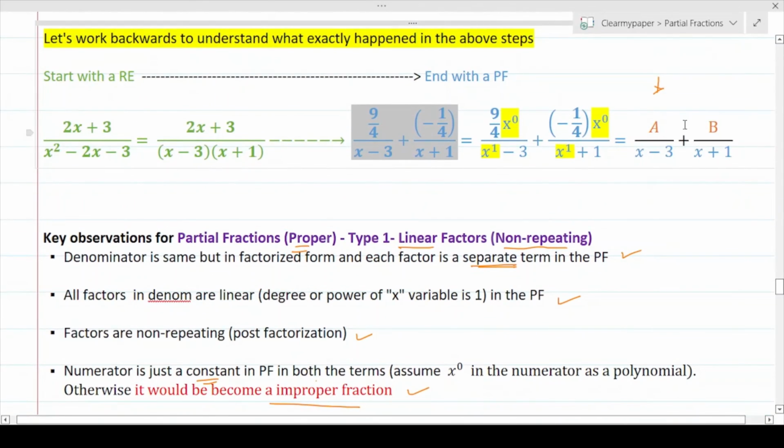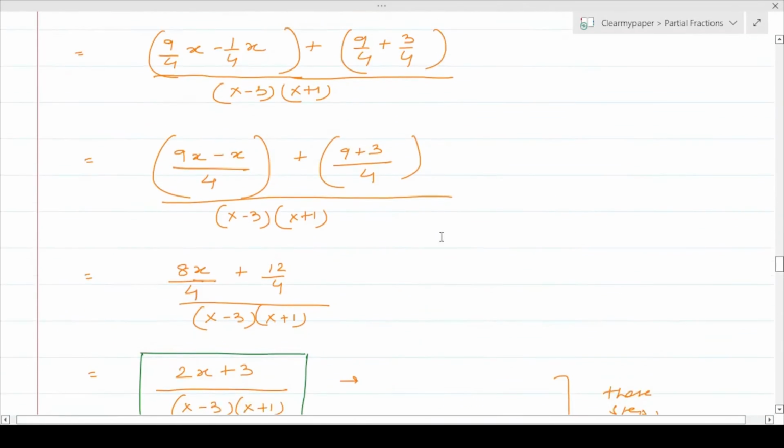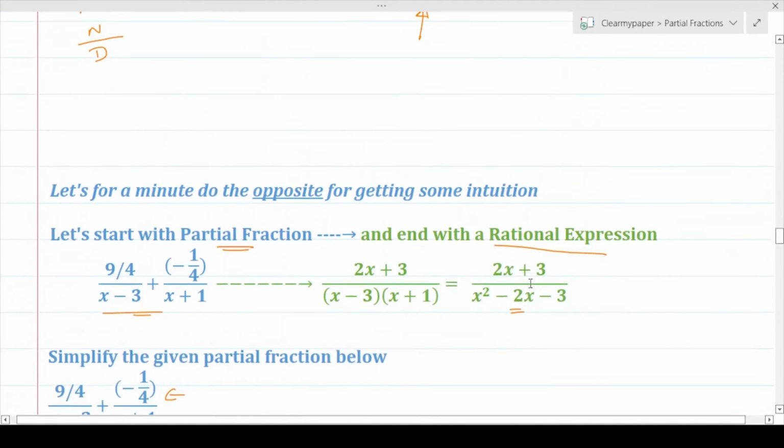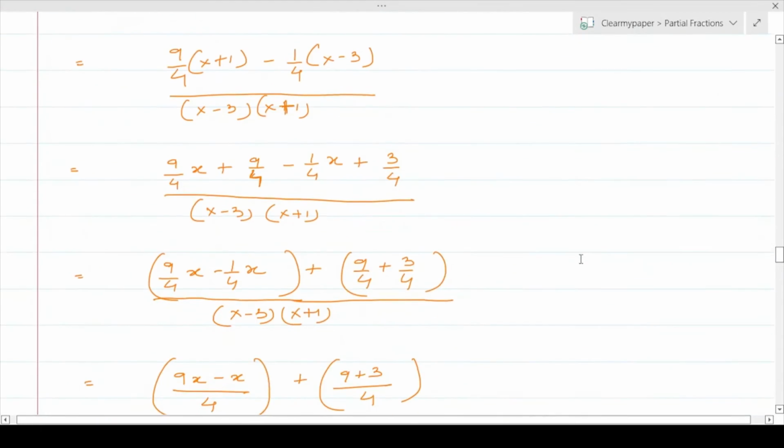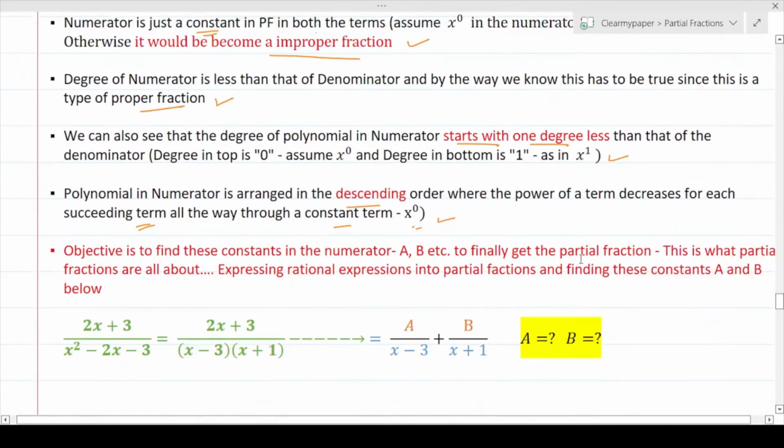So finding the values of A and B, or C, whatever that is, for this kind of problem, type 1 linear factors non-repeating, and putting them back here in this format is your final answer. And that's what we learned here. If you see the final answer, this is the final answer, right? This is what we need to get. But how do you know the values in the numerator? How do you find A and B? That's what partial fraction is all about, and that's what we're going to learn here.